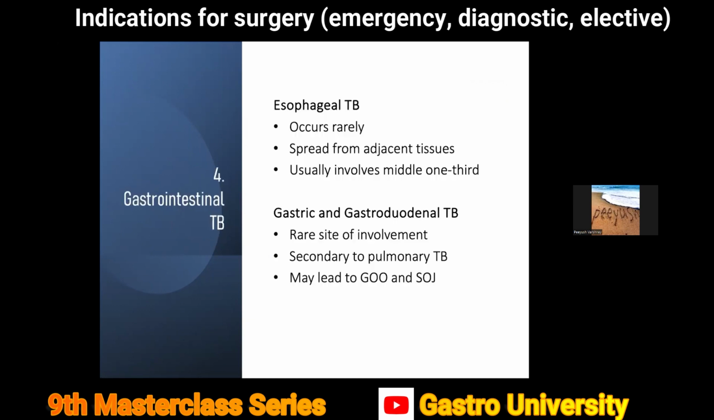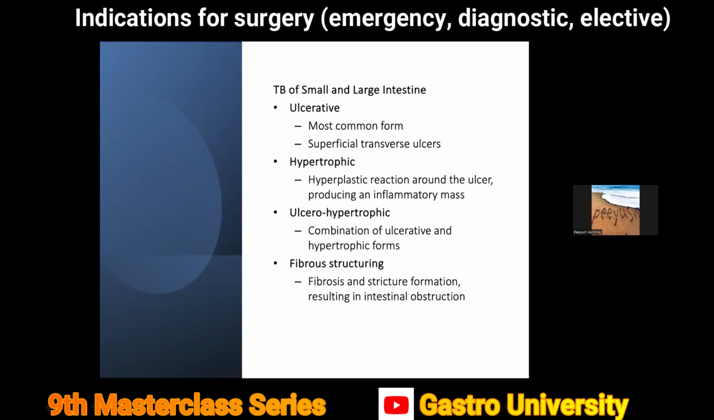Next is the esophageal TB and the gastric or gastroduodenal TB. These occur rarely and spread from the adjacent tissues, usually involving the middle 1/3 of the esophagus. In the stomach and duodenum, it is also a rare site of involvement, and it is also secondary to pulmonary tuberculosis, and it may lead to the symptoms of gastric obstruction and obstructive jaundice.